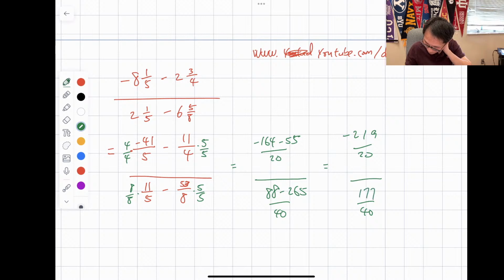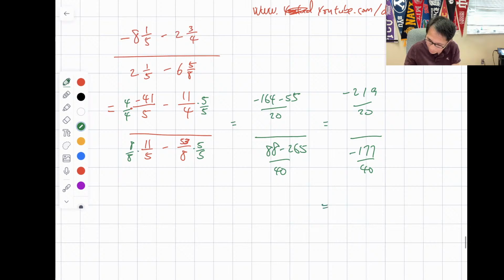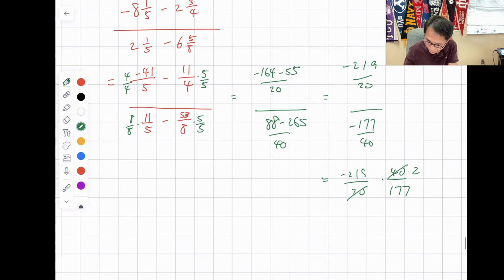I just need to check your list. Did you get it? Apple, you get the same thing as I am right now? This part? Yes. Okay. So I just need to double check because I don't want to do it wrong. 20 times 40 over 177. This is a 2, right? Okay, so that's gonna be negative 438. No, actually they're both negative, so it'll be negative 177. So it's 438 over 177.